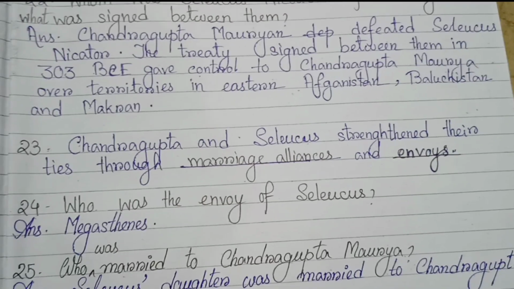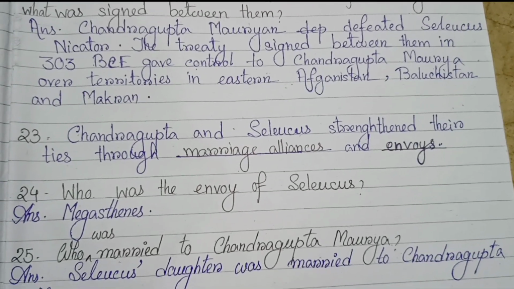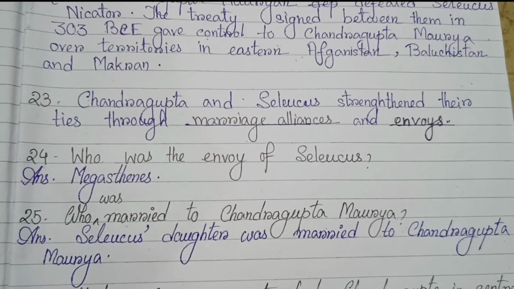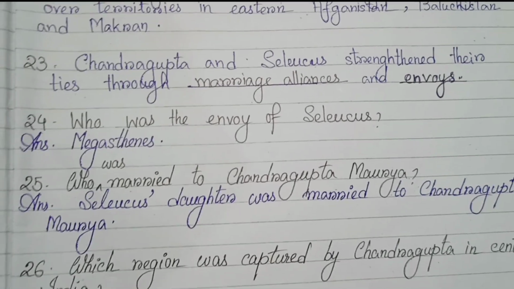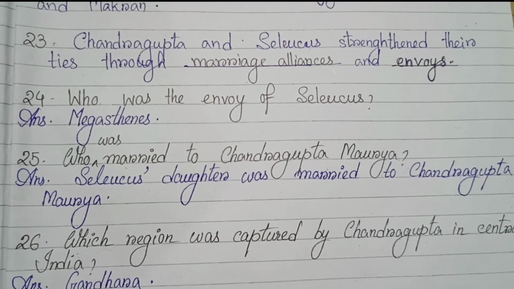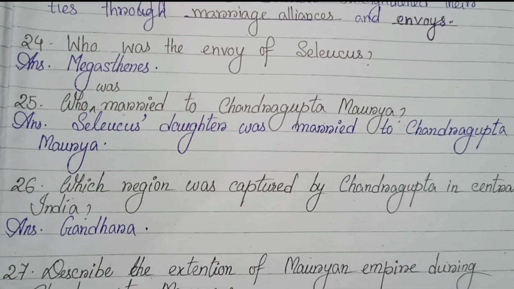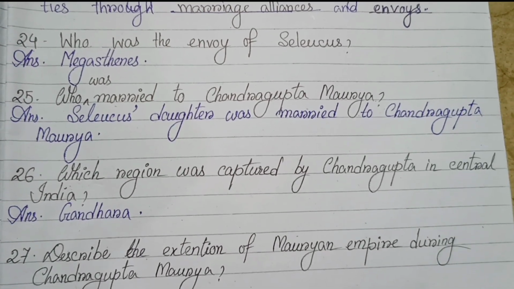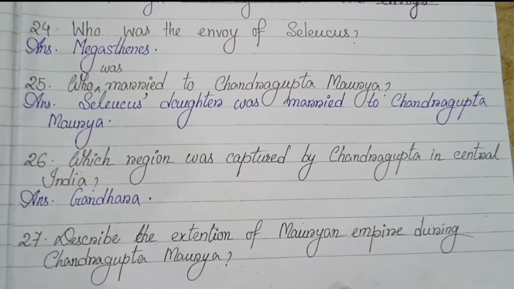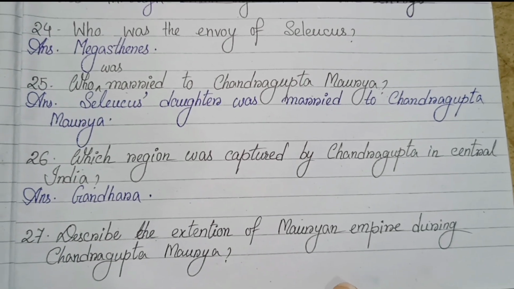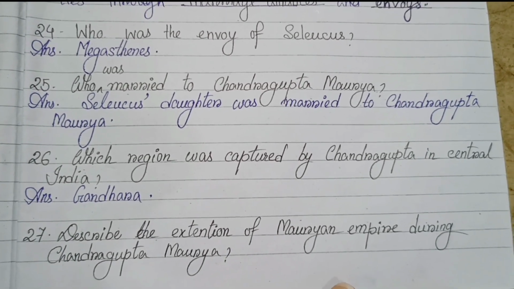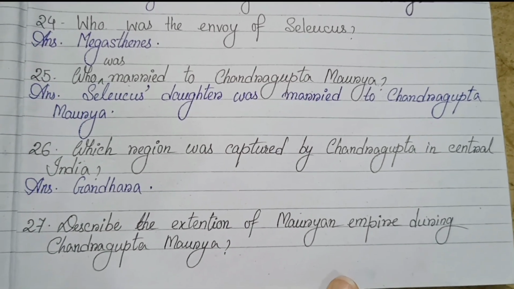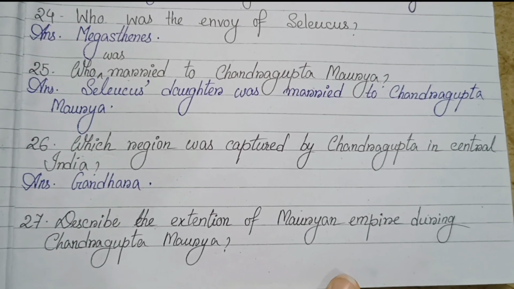Makran. 23, Chandragupta and Seleucus strengthened their ties through marriage alliances and envoys. 24, who was the envoy of Seleucus? Megasthenes. 25, who was married to Chandragupta Maurya? Seleucus' daughter was married to Chandragupta Maurya. 26, which region was captured by Chandragupta in central India? Gandhara. 27, describe the extension of Mauryan Empire during Chandragupta Maurya.